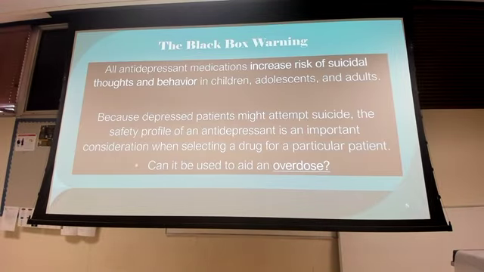So, black box warning. Anytime you have a black box warning, it's really good to kind of know that. And this one is present for all medications that fall under that antidepressant umbrella. They all have the exact same black box warning, right? Which is essentially, these meds, the moment we give them, there's going to be an increased risk for suicidal thought and suicide attempts within the population, right?